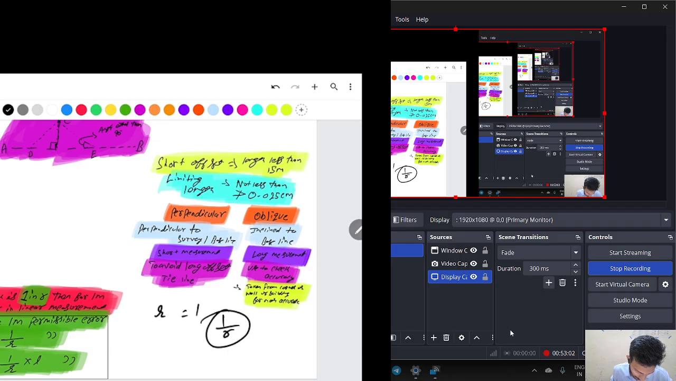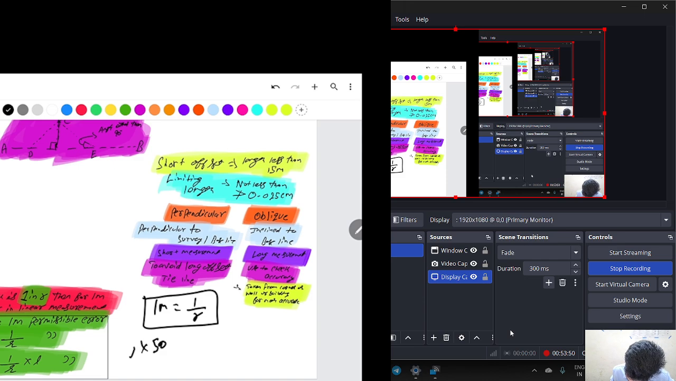If the accuracy of survey work is 1 upon R, then for 1 meter the length of the error is 1 upon R. For 1 meter, direct question, we got 1 upon R. Then for 50 meter, 1 upon R into 50. That's simple. Got it?